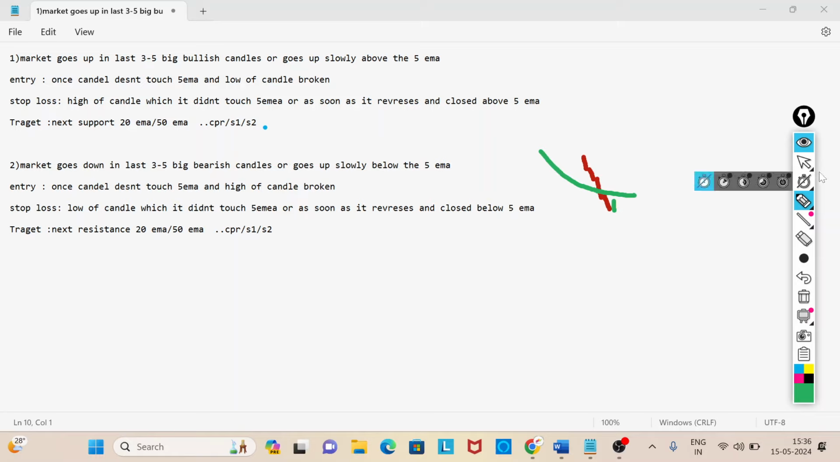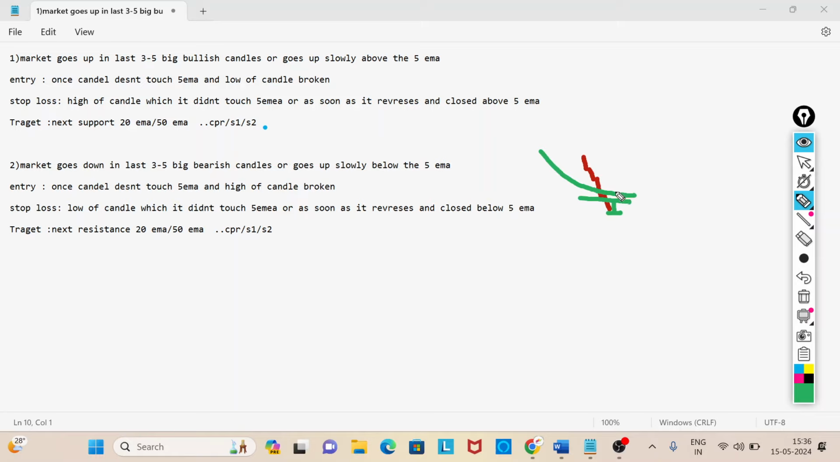As soon as it breaks this line, we can take an entry. Until it crosses this 5 MA, our stop loss would be the close of this candle. If it crosses the 5 MA, our stop loss would be this 5 MA.